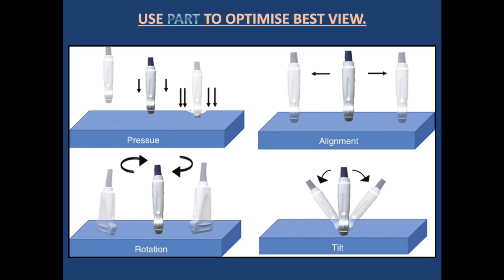This is a diagram showing manipulation of PART. We can move according to need. P means pressure, alignment, rotate and tilt the probe when required. And we also use cephalic tilt for the femoral trunk block in this block.